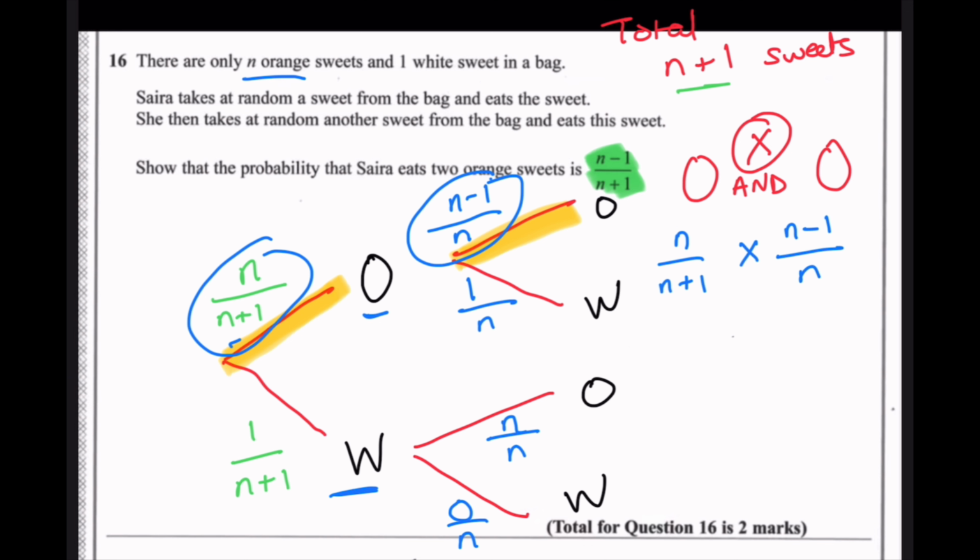If I multiply these together, I get n minus 1 over n plus 1. I'm just rewriting this with the multiplication. And as you can see, both top and bottom have an n multiple. I'm going to cancel these out. And this leaves me with n minus 1 over n plus 1.